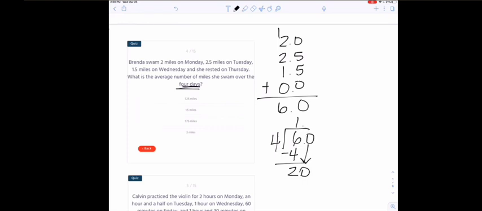We're going to bring down that 0. 4 goes into 20 5 times. So this is 1.5. 4 times 5 is 20. 20 minus 20 is 0. There's nothing left over and there's nothing to bring down. So my answer is 1.5 miles.